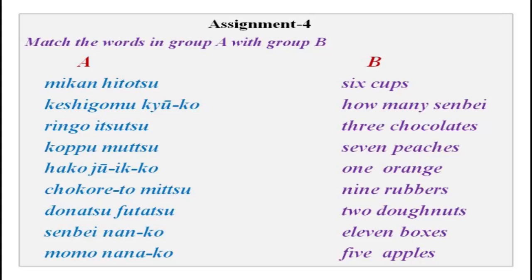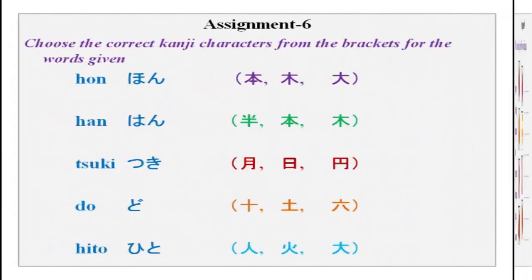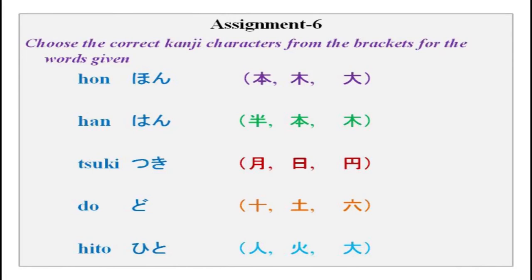Then, as we have been doing, match words over here listed in group 1 with words listed in group B. And then, there are some pictures for you here, write the words given below in hiragana. So, we also have to practice how to write in hiragana and kanji. So, we will start with hiragana and then slowly also do kanji later. Look at the pictures and see what they are. Then, all the kanji characters that we have done in our previous lessons, they all look very similar. So, try to give the readings for the kanji characters over here. So, please try to do that.